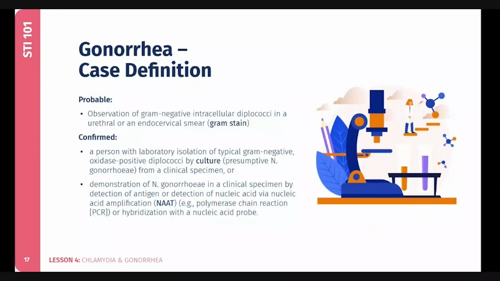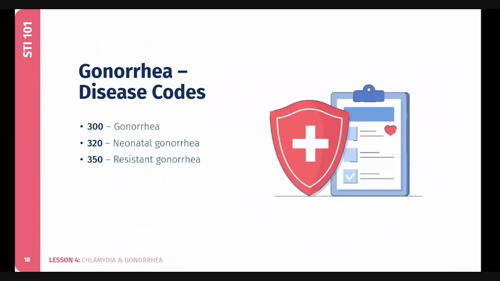For surveillance, we use the CDC's 2023 gonorrhea case classification. Any person with a reactive culture or NAT for N. gonorrhea will be a confirmed case. As mentioned in the testing section, persons with a reactive Gram stain would meet the probable case definition. 300s represent gonorrhea infections in our surveillance database.